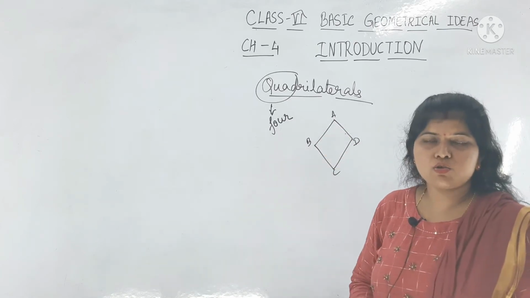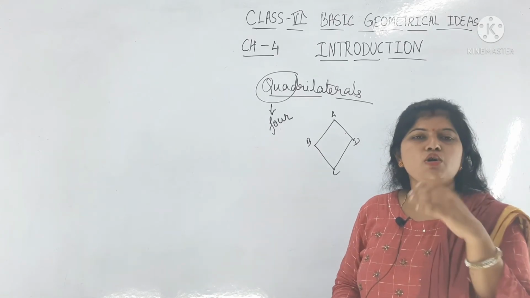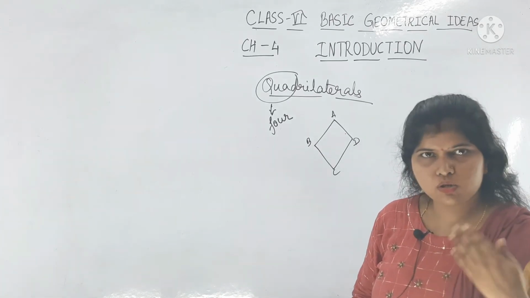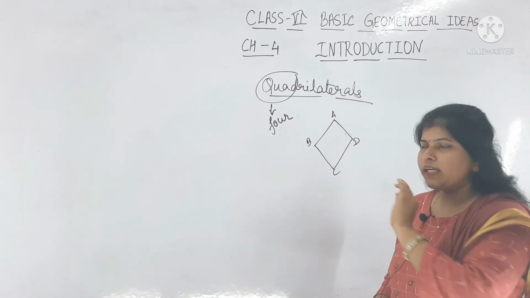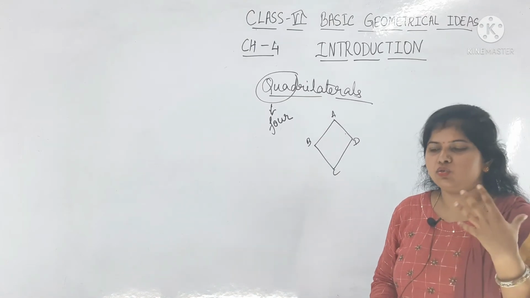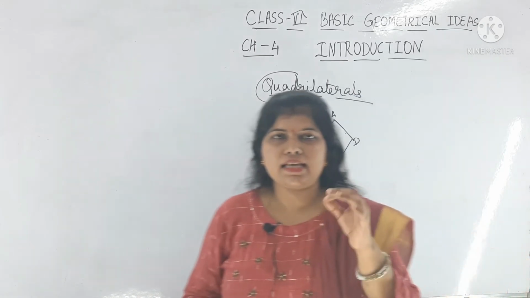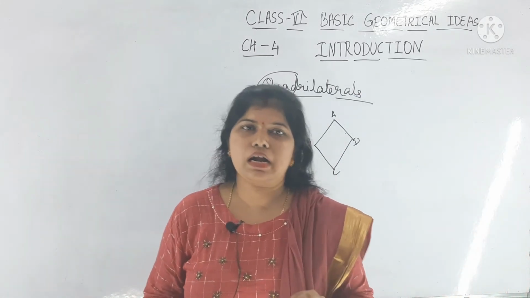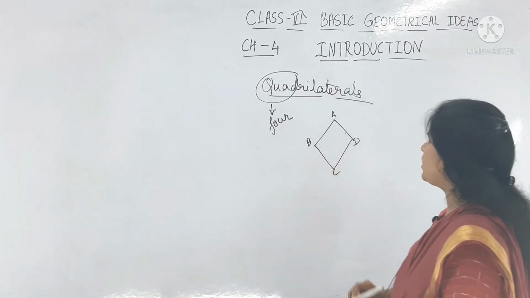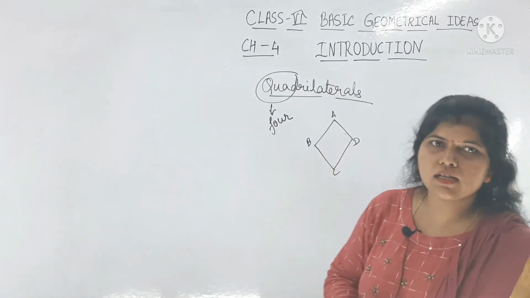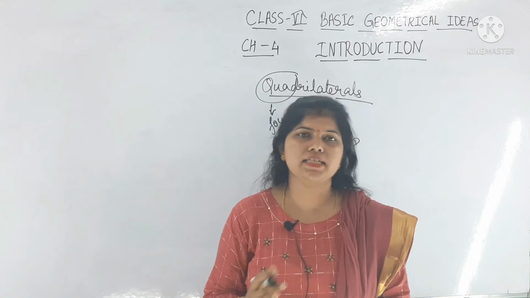A square also has 4 sides, a rectangle also has 4 sides, a parallelogram also has 4 sides. So all of these are quadrilaterals. Quad means 4 sides. So those figures that have 4 sides are known as quadrilaterals. So here A, B, C, D. Here it can be asked for the adjacent angles, adjacent sides, opposite sides and opposite angles.